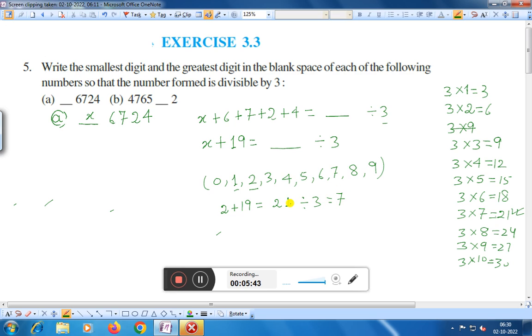Right? Therefore, the smallest digit we can write is 2. That means we can write 2 6 7 2 4. This is the number which is divisible by 3, and the smallest digit is 2.